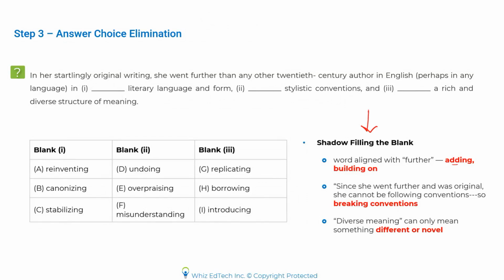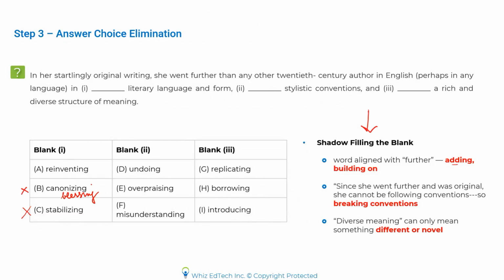Okay, stabilizing would simply mean keeping something stable, which is not what we are looking for. So this is out. This is totally a contextual mismatch, as we call it. Canonizing means blessing. One of the meanings of canonizing is blessing, or it also means to place in a category which is looked on with approval. And that also is nowhere near adding or building on or bettering the literary language or anything. So I'm going to rule out this.